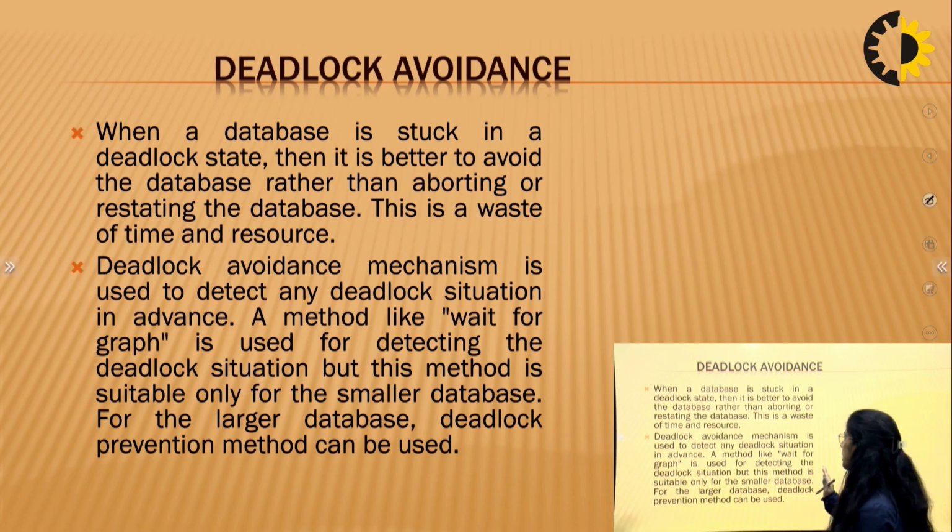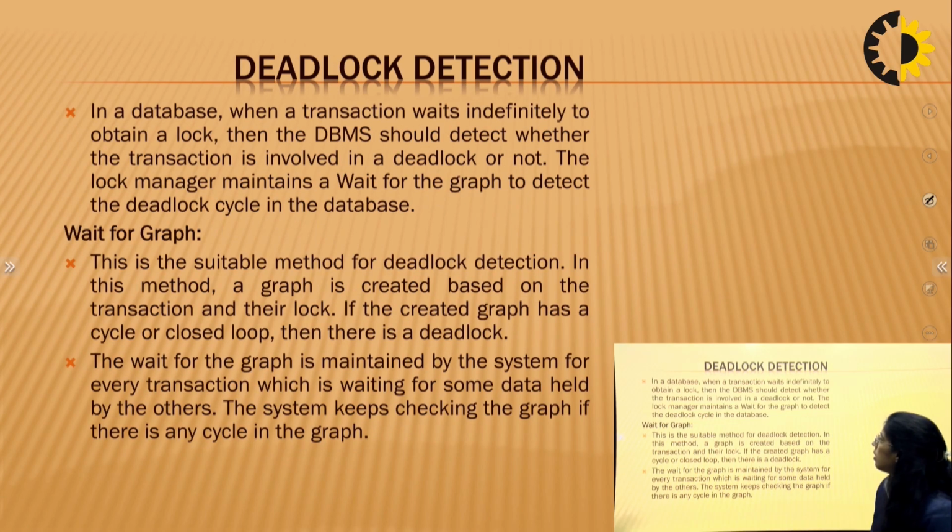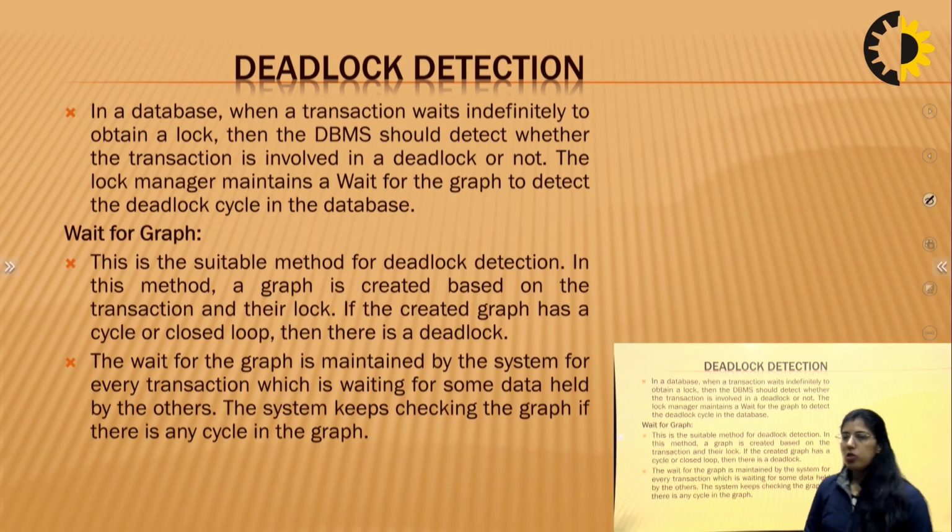The deadlock avoidance mechanism is used to detect any deadlock situation in advance. A method like wait-for graph is used for detecting the deadlock situation, but this method is suitable only for smaller databases. For large databases, the deadlock prevention method can be used. Now, what we need to do is detect the deadlock in a database, for which I have already told you that if there exists any cycle in the database, then it is a clear condition of deadlock.